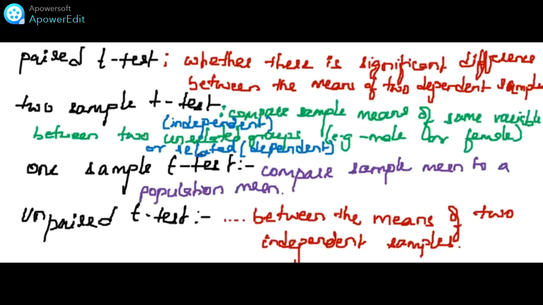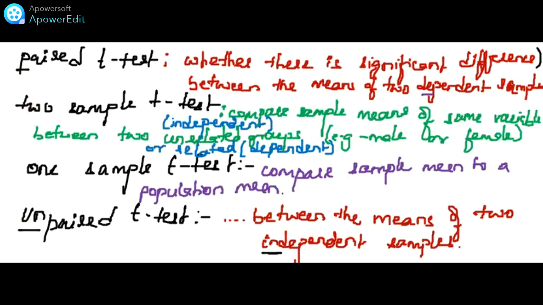So paired t-test is whether there is a significant difference between the means of two dependent samples. Samples here are dependent. In case of unpaired t-test, it compares the means of two samples. Up to here it is the same: whether there is a significant difference between the means of two independent samples. Independent, it will be unpaired t-test. When it is dependent, it will be paired t-test.